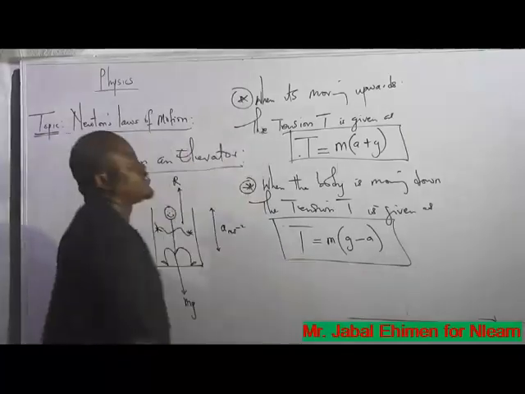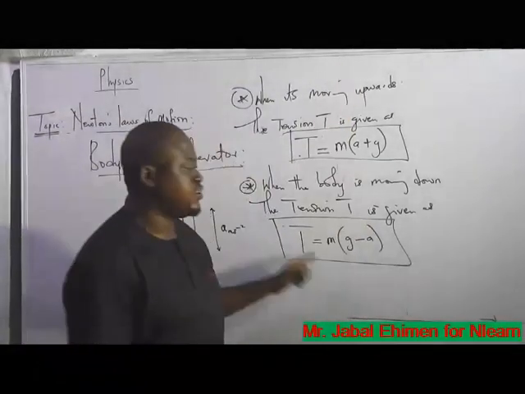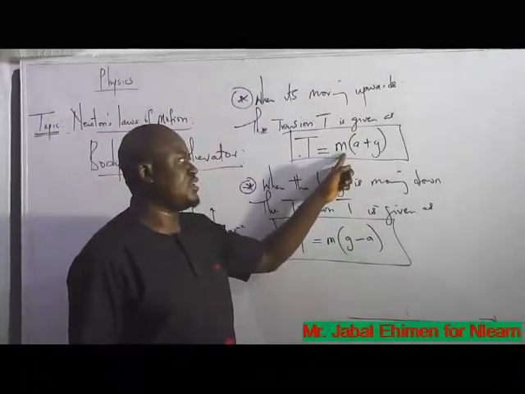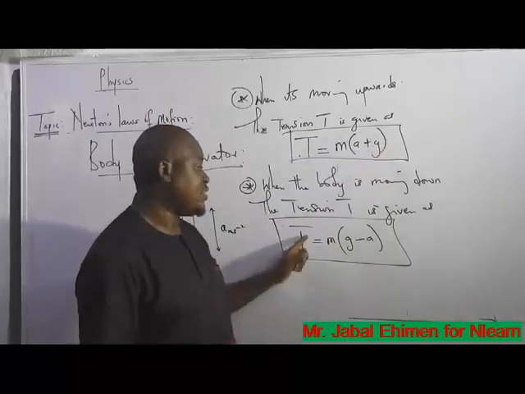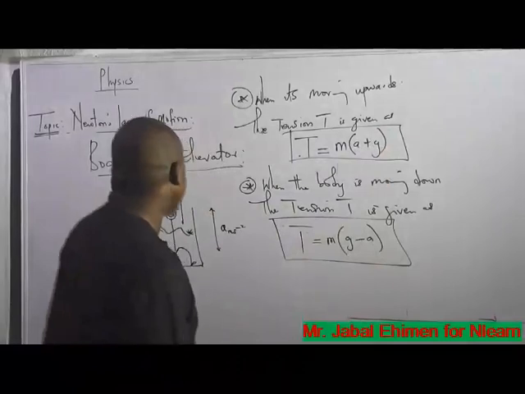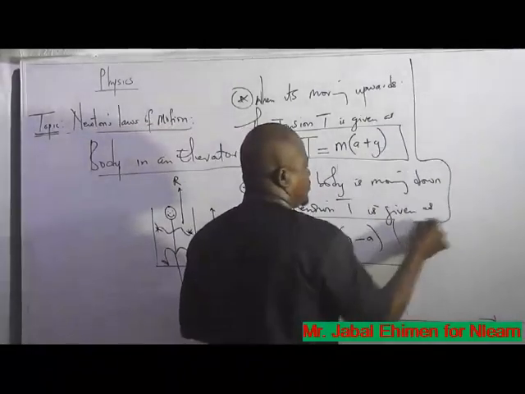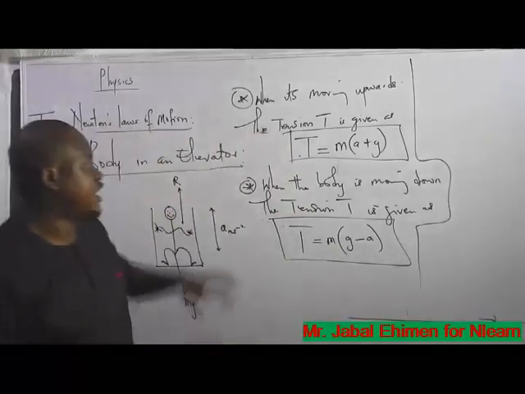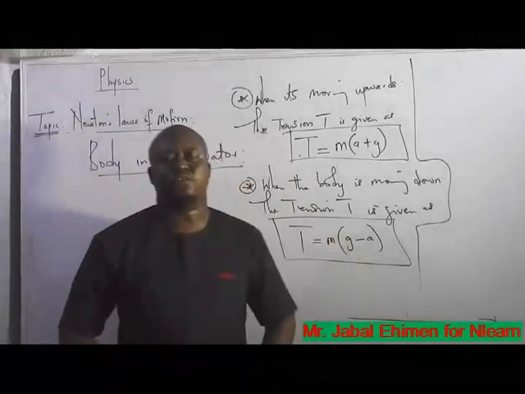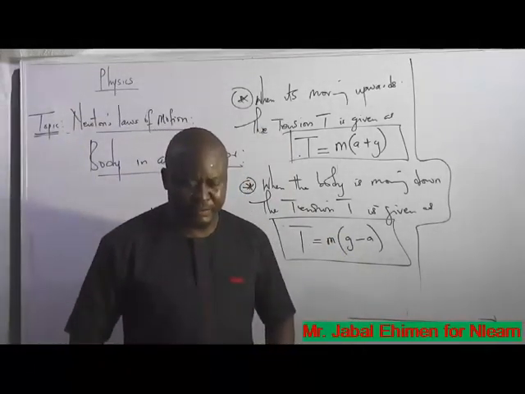So two situations: one, when the body is moving upward, and two, when the body is moving downward. When the body is moving upward, you have the mass of the body times (A + G). And when the body is moving downward, mass of the body times (G − A). But there is a situation where the body begins to move downwards, and as it is going downward, at a certain point it's moving downward with a very high speed.